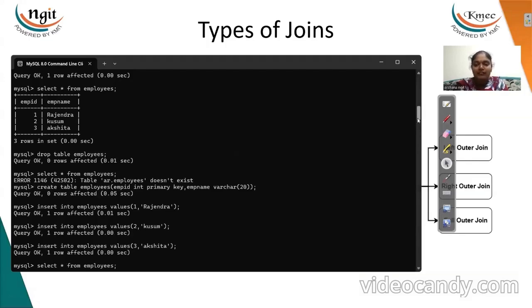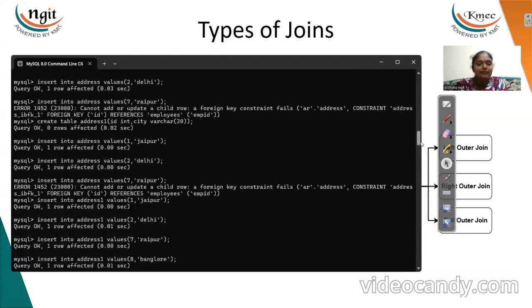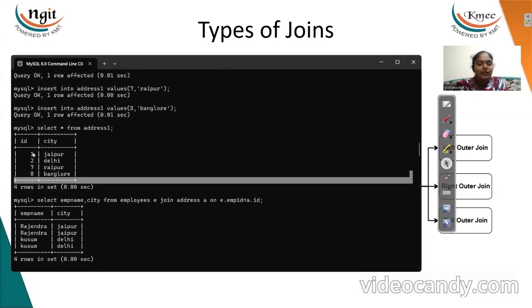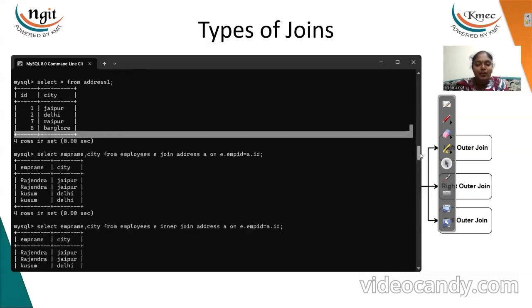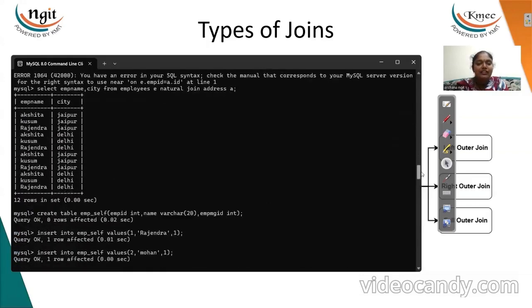The next table I have created is the address table. The address table contains a few records with attributes ID and city. Employee ID 1 stays in city Jaipur, employee 2 Delhi, employee 7 Raipur, and employee 8 Bangalore. Now I want to perform a join operation upon these two tables, without mentioning any condition.